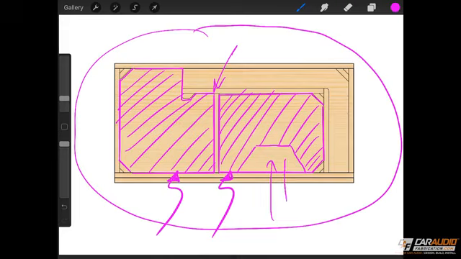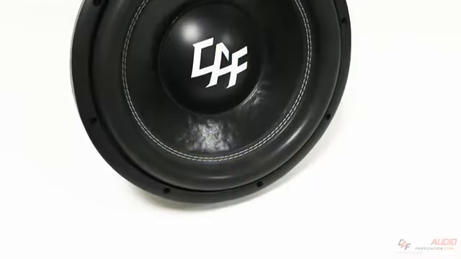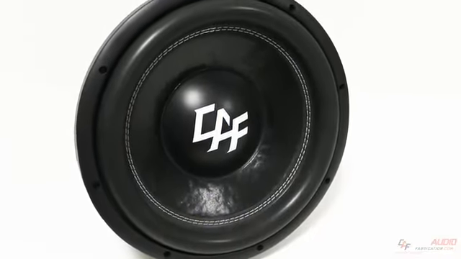Now, how do we know this volume here for the subwoofer? Well, that is listed as the subwoofer's displacement. The subwoofer displacement is the amount of volume that the subwoofer takes up within the enclosure. But don't get confused, the subwoofer displacement is not how much air the subwoofer moves, it's how much air is displaced volume-wise by the subwoofer being inside of the box.